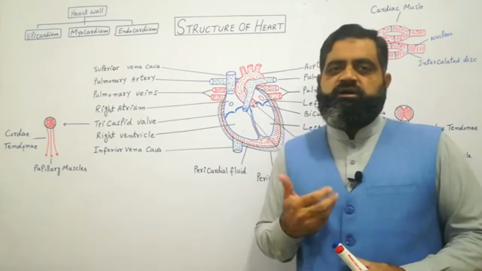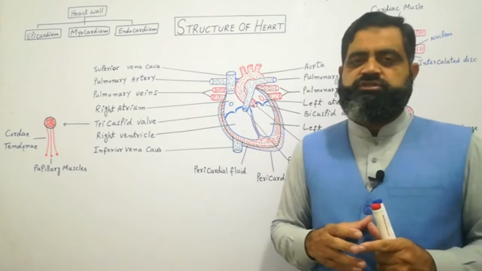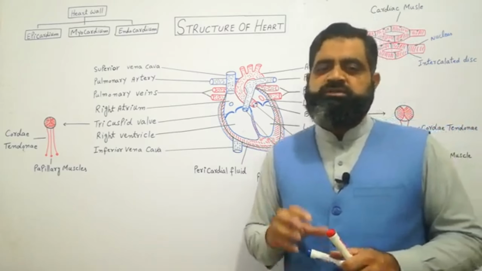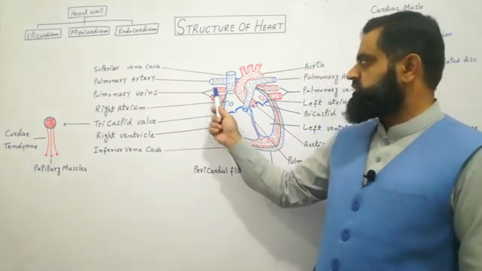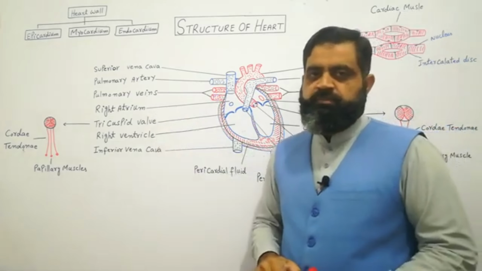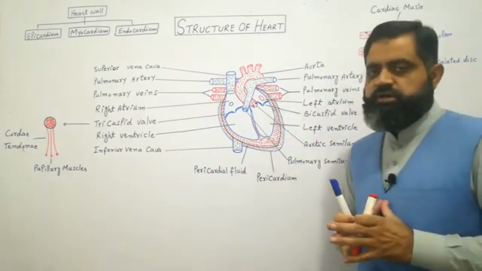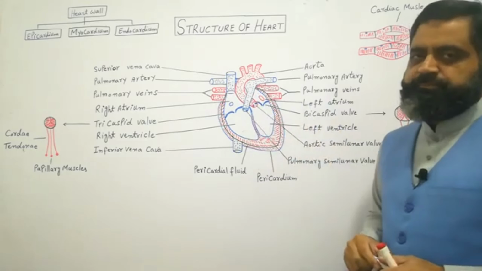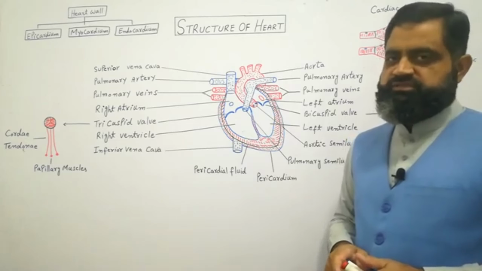When blood leaves the heart and goes to the lungs for oxygenation, after oxygenation the blood returns towards the heart through special blood vessels known as pulmonary veins. So these are two pulmonary veins, one from each lung. These pulmonary veins, as you can see here, bring oxygenated blood into the heart chamber known as left atrium. This left atrium receives oxygenated blood from the lungs.